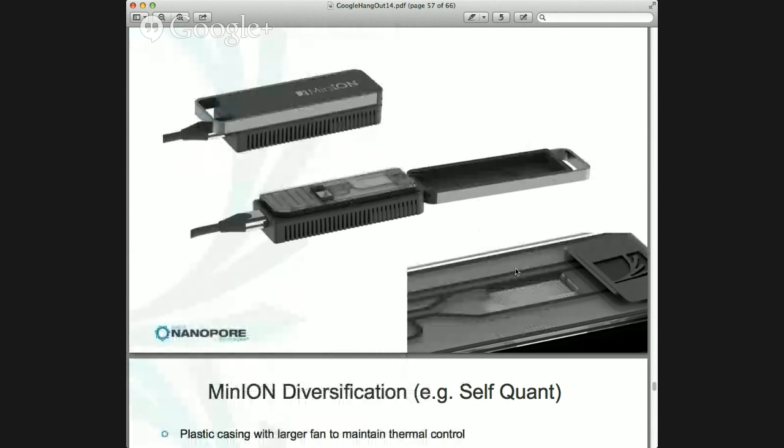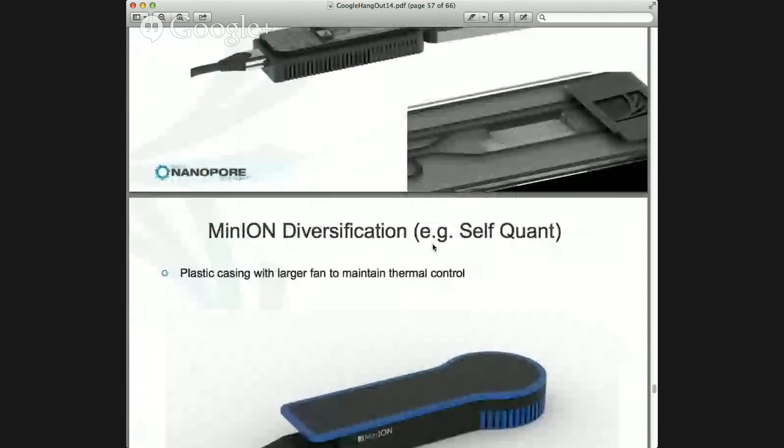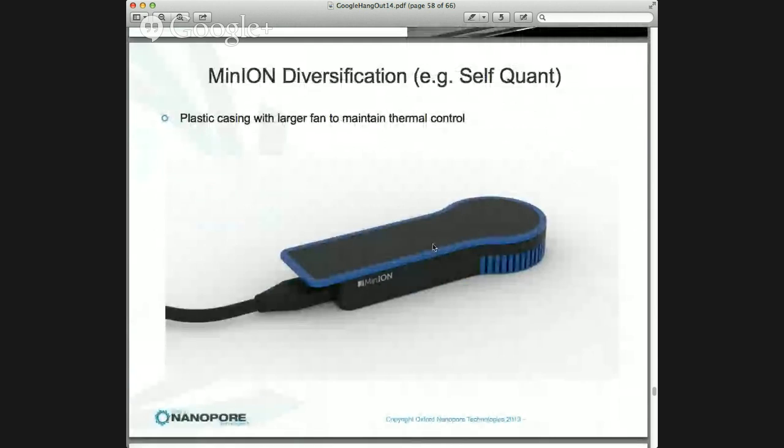You'll notice there's a slightly different looking flow cell here. We're also diversifying the MinION into a family. There will be other versions that are targeted at non-traditional markets, like, for example, cell quantification.